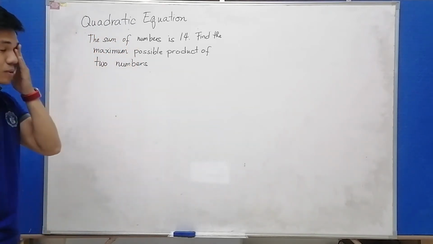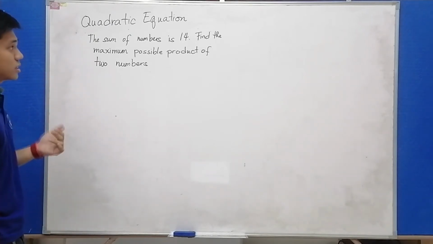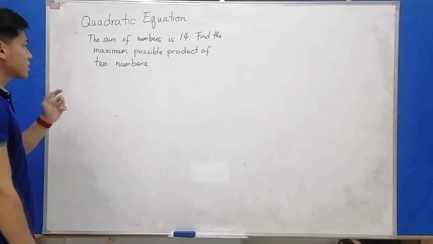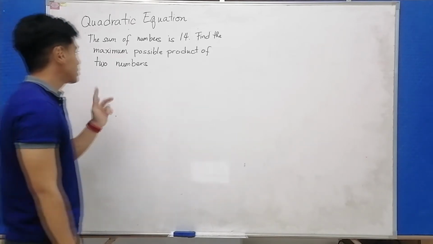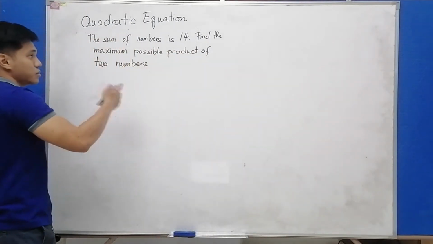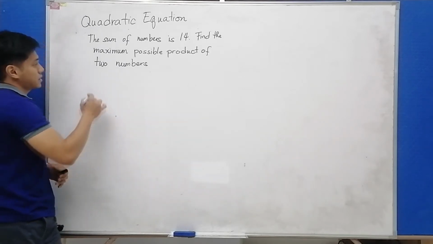So this is an example of a number problem. The sum of 2 numbers is 14. Find the maximum possible product of these 2 numbers. We know that if you add these 2 numbers, it's going to be 14. So let's label the unknowns first.